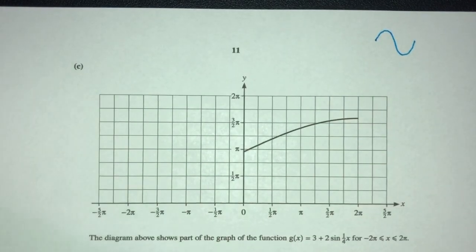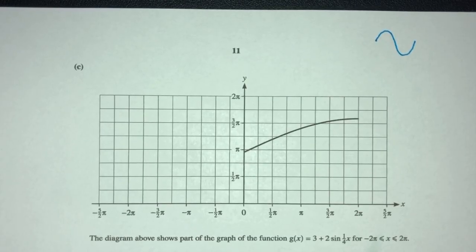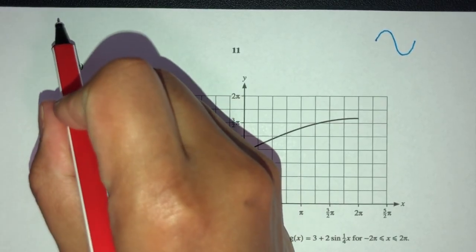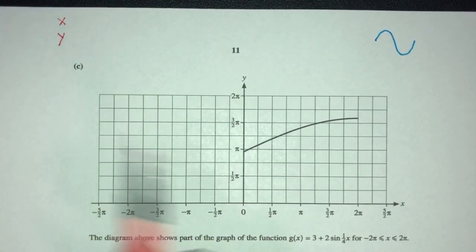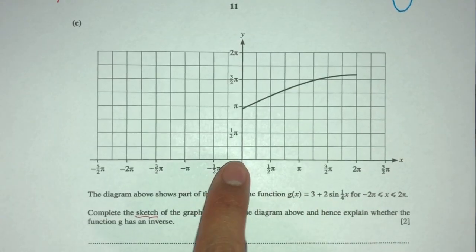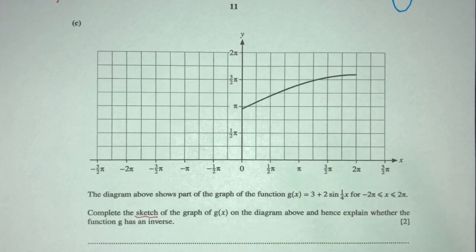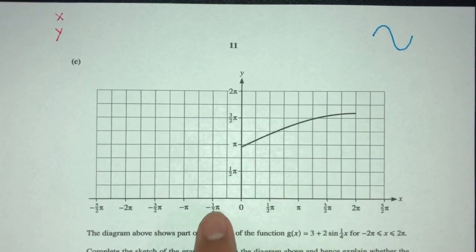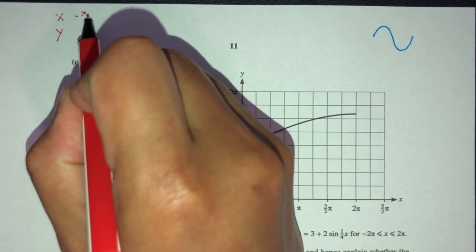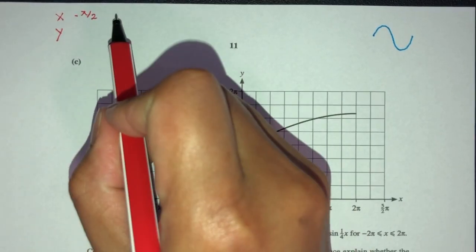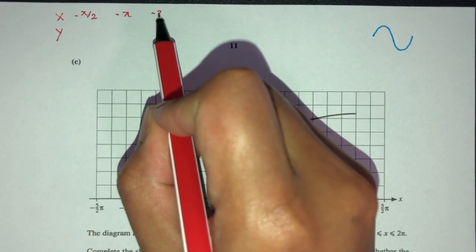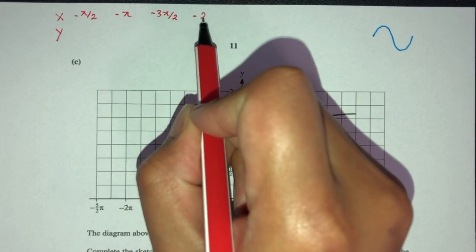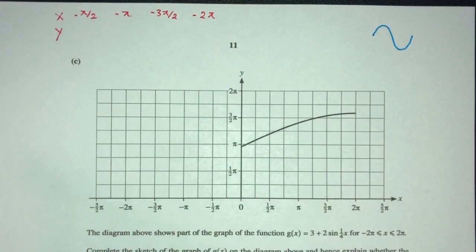Now, one thing we can do, usually in exams, if you don't want to think too much, is just use a table of values, with x and y. For x, we have the values here already, so we have to find the ones from 0 to minus 2 pi. 0 is done. That should be minus pi over 2, and then we have minus pi, minus 3 pi over 2, and minus 2 pi. And find the corresponding values of y, so we can complete this sketch.